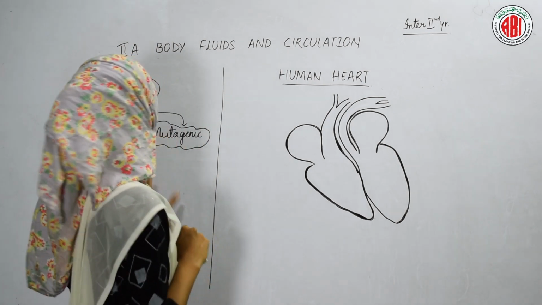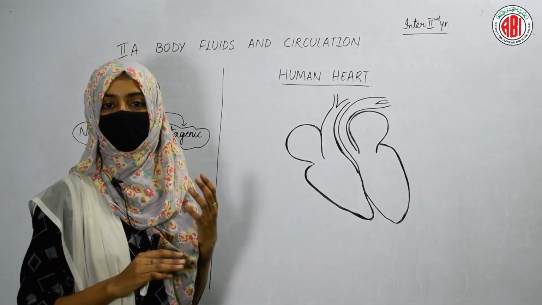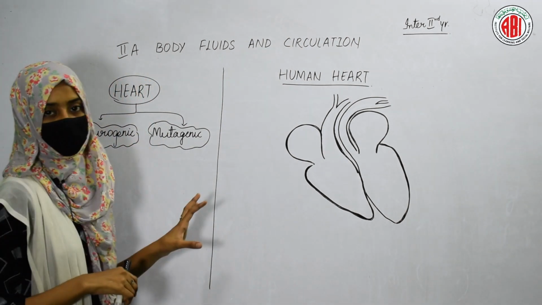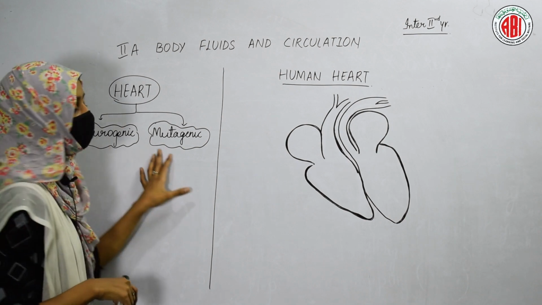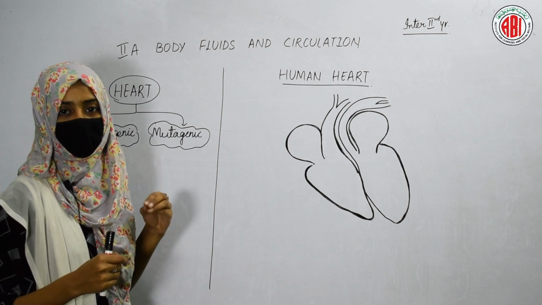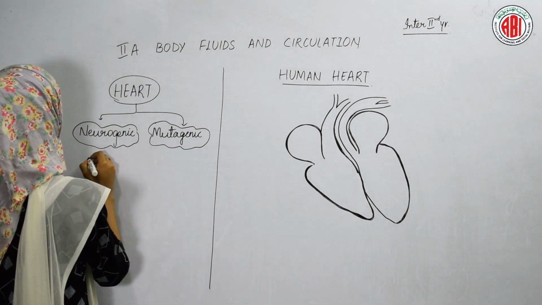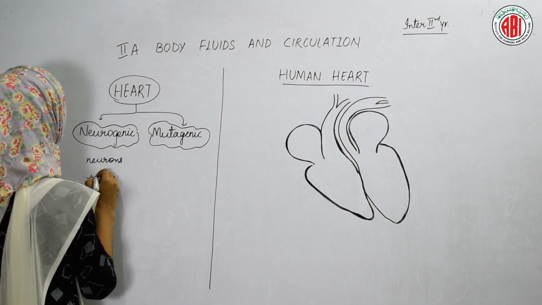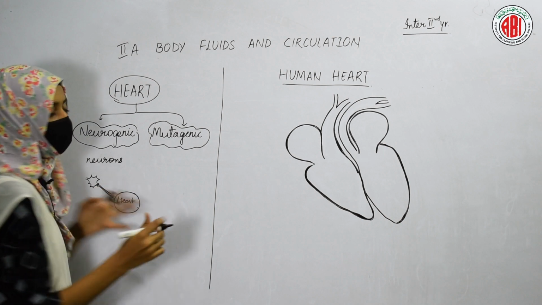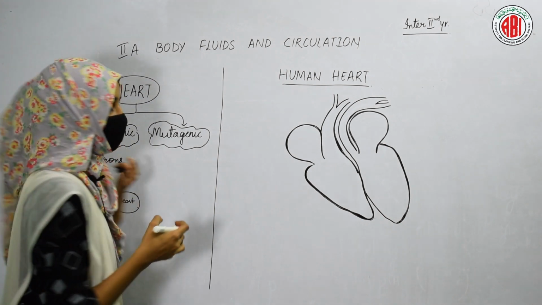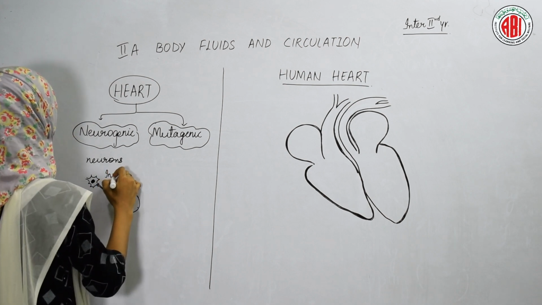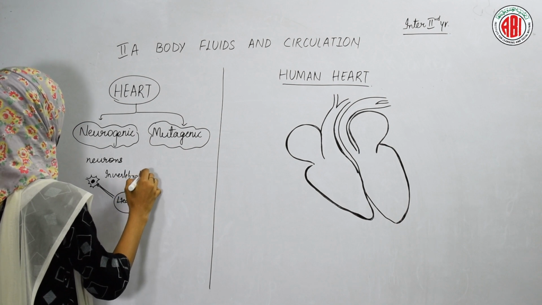Now, based on its function, based on the initiation of a heartbeat, the heart is classified into two main types. One is neurogenic and the other one is myogenic. Neurogenic heart is a heart in which initiation of heartbeat is done by the neurons. When the neurons give signals to the heart, only then can the muscles contract and the heartbeat start. But this type of neurogenic heart is found in many of the invertebrates.